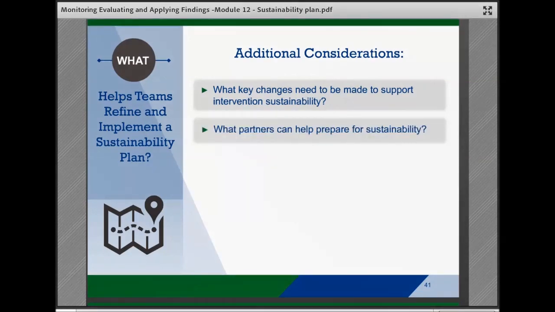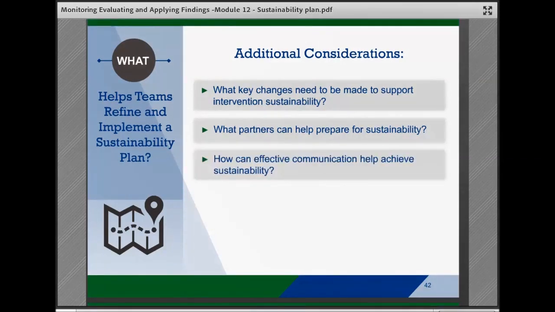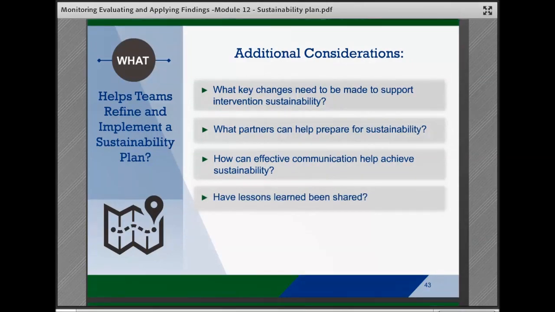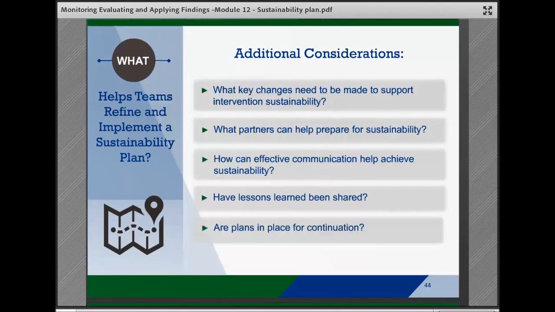What partners can help prepare for sustainability? How can effective communication help achieve sustainability? Have the lessons learned been shared? And are the team's plans in place for continuation of the intervention?